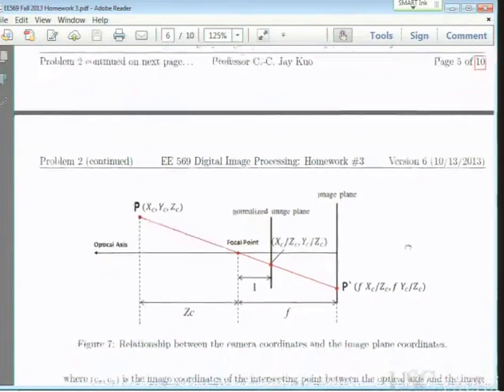So the triangle effect basically is this triangle and this triangle. How do you find the ratio between this, say, XC, and this one? Basically, the ratio is this divided by this, right? It's a similar triangle. So ZC divided by F will be equal to XC divided by the projected value. Say we can call it a small x. So let me write it down.